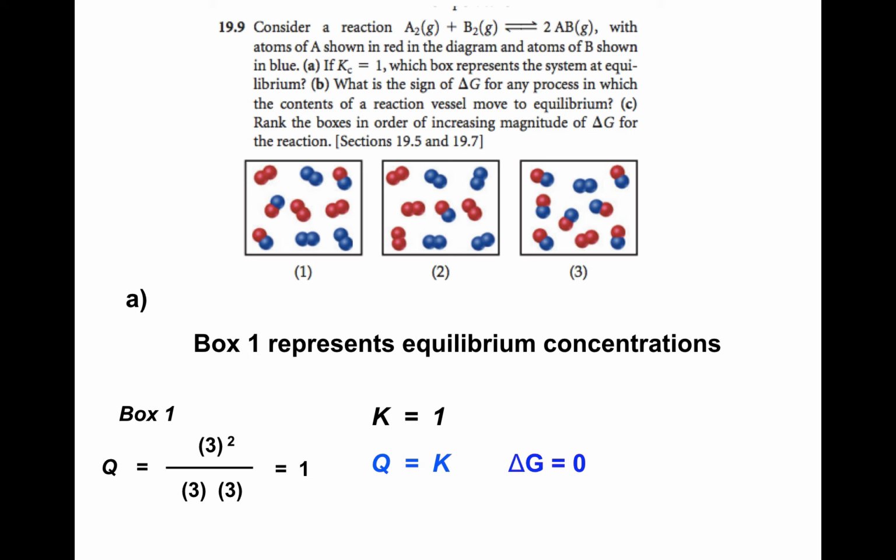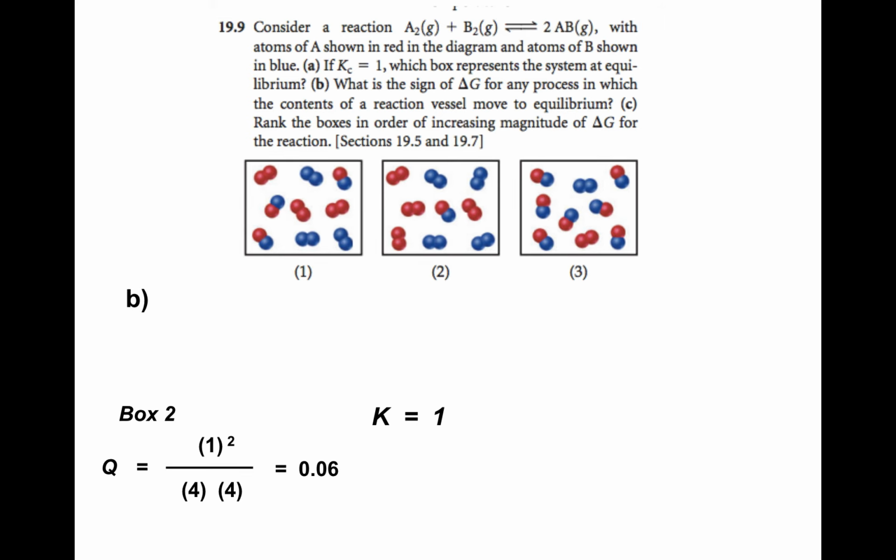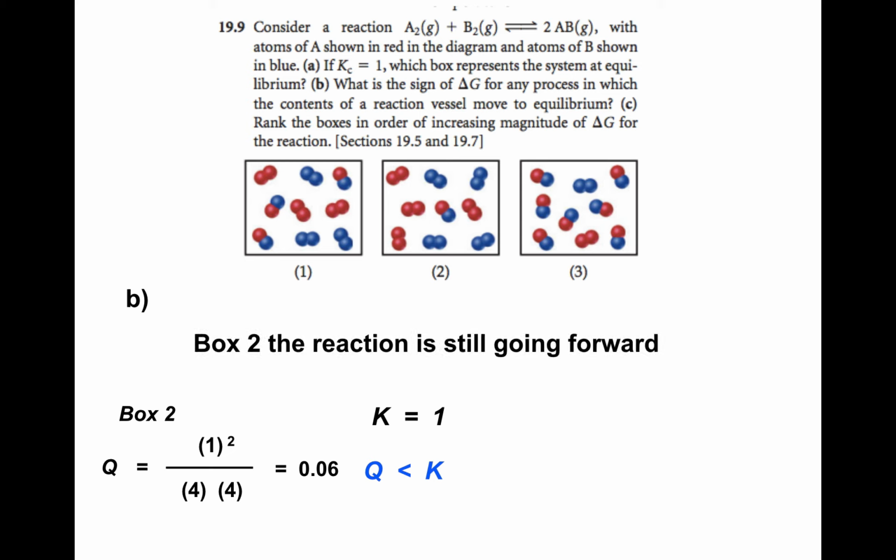Okay, and then they want to know the signs on the rest of the boxes, right? So if I'm looking at box 2, I plug in, right, Q is less than K. So I'm not at equilibrium yet. I still have to make more of those red-blue ones in order to get to equilibrium. So at this point, you're still losing free energy. So the sign on delta G absolute is negative.